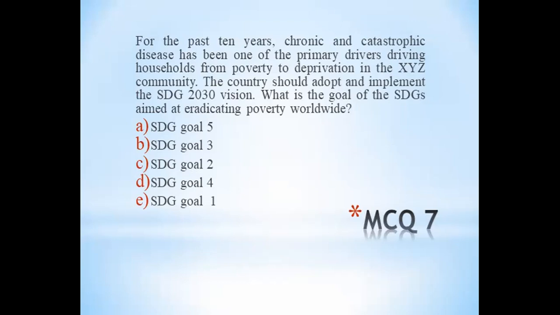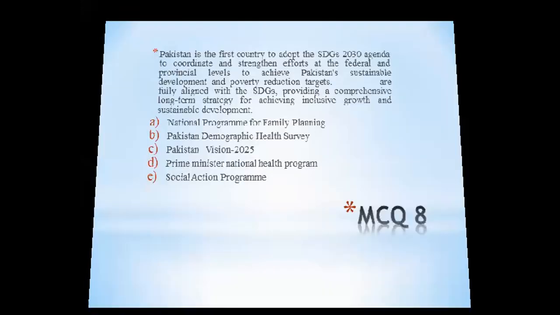E is the correct answer, SDG goal 1. Goal 1 is related to no poverty, goal 2 is related to zero hunger, goal 3 is related to good health and well-being, goal 4 is quality education, and goal 5 is gender equality. Therefore, the correct answer is E, SDG goal 1.